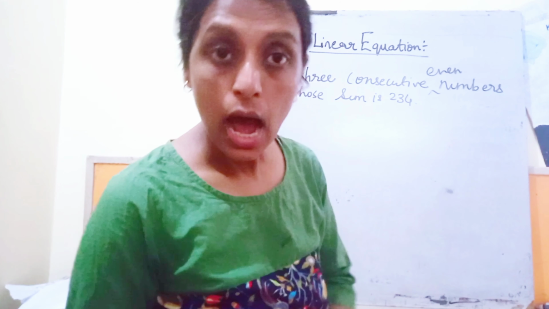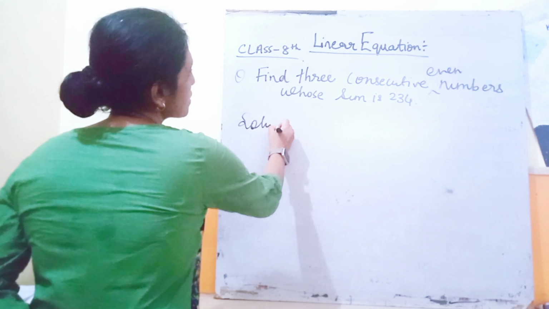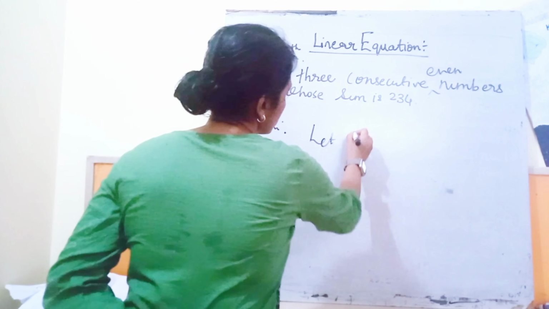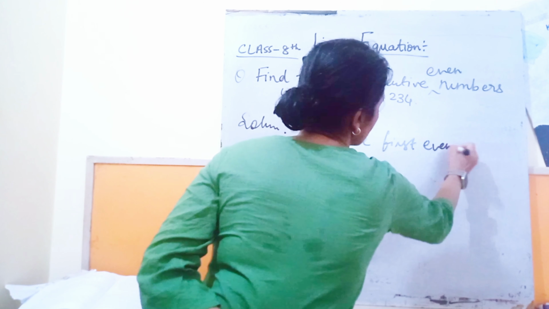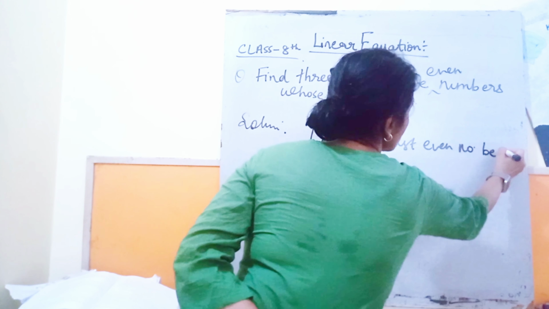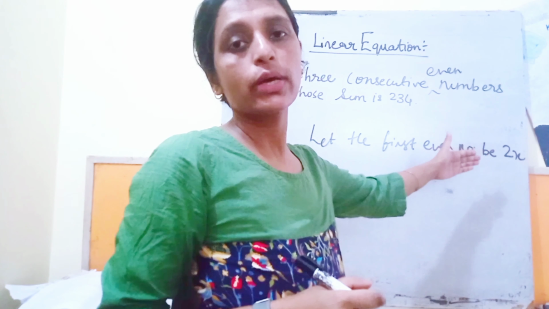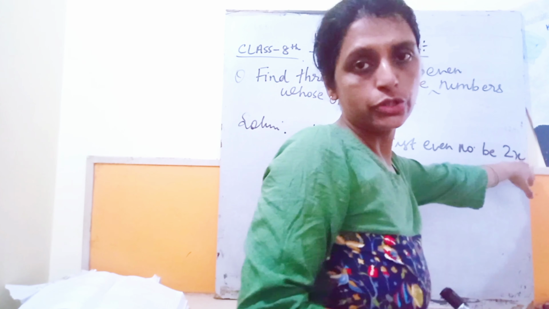Now, how to form the equation? First, what we are going to consider. As it is given that this number should be even, what will we assume? Let the first even number be 2x. Why 2x? As it is a multiple of 2, or you can say that these are the numbers which are divisible by 2. So we have to take 2x.